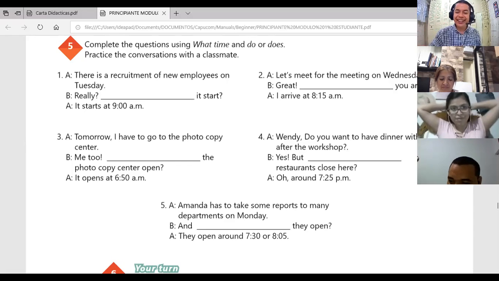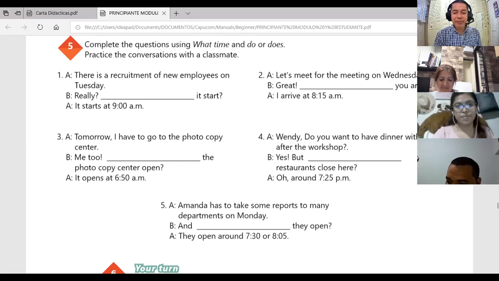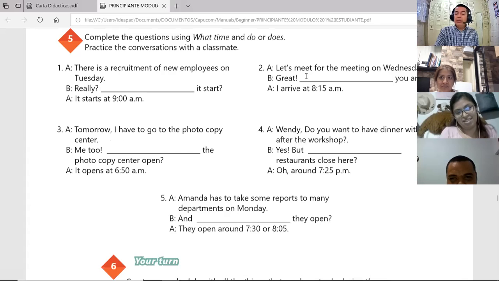Le voy a enseñar mi campanita. Hoy, esta noche, nos va a acompañar la campanita, the bell, right? Cada vez que contesten correctamente, yes. Y si no, no, come on. Good, now, so what time do you arrive? Remember, what time do you arrive? Ahí están los cuatro. What time do you arrive? Excellent. Good. Correct. Number three, please.